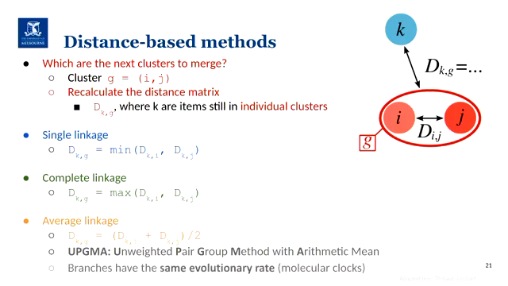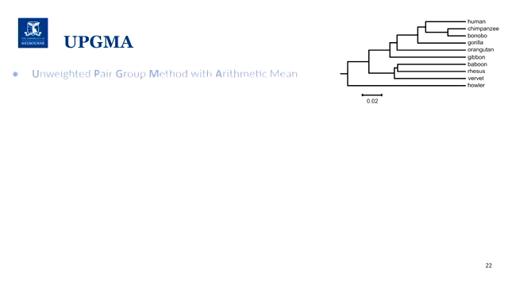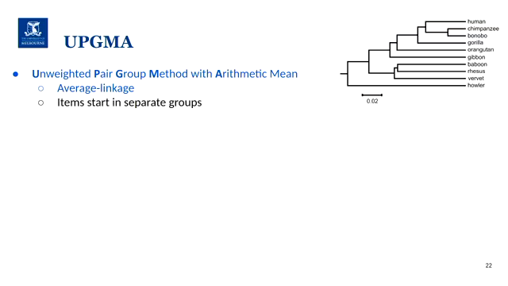And one important thing on UPGMA, which is a terrible acronym, is that the branches have the same evolutionary rate. So it's very appropriate when you consider molecular clocks. Okay? We're going to discuss that in a bit. And neighbor joining does something neat, which is transforming the original distance to account for different rates of evolution. That's the main difference between them. So if you can't assume the same evolutionary rate, you can't use UPGMA. That's the basic thing. So UPGMA, that crazy acronym, is an average linkage method.